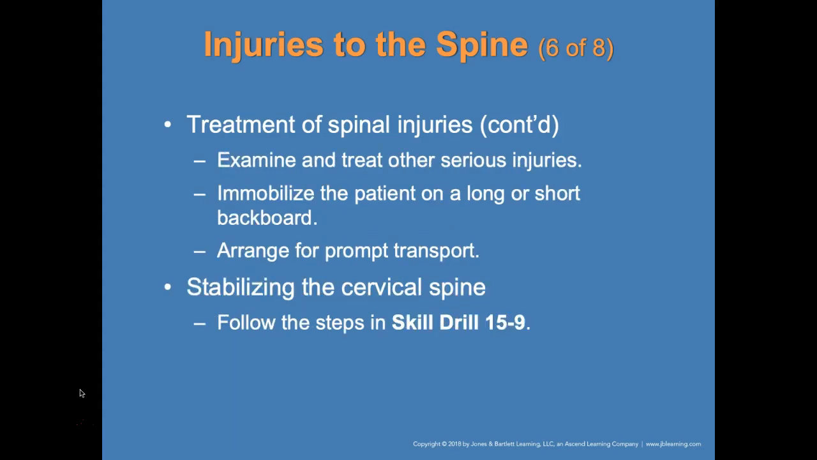We're going to examine and treat other serious injuries, mobilize that patient on a long or short backboard, arrange for prompt transport. Stabilizing the cervical spine, skill 15-9. This is just holding that C-spine, keeping it in a neutral position, and then it also shows us the jaw thrust maneuver, where we're forming a base with our thumbs along the side of the jaw there, and then lifting up from the back. That's going to open that airway up.